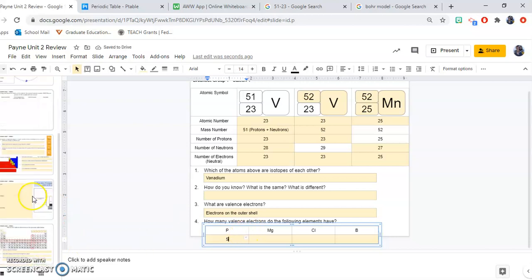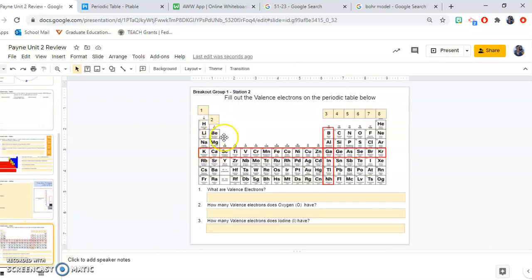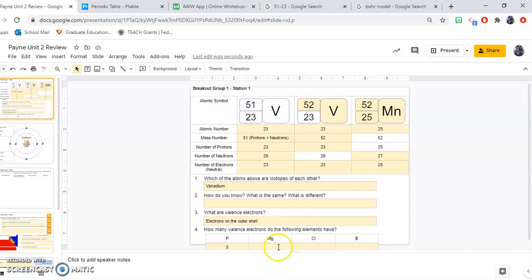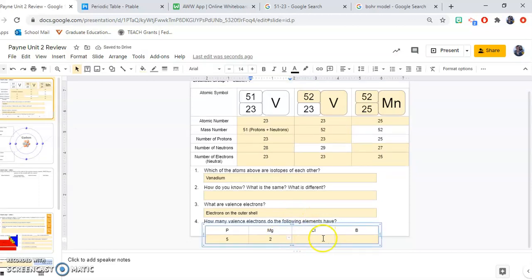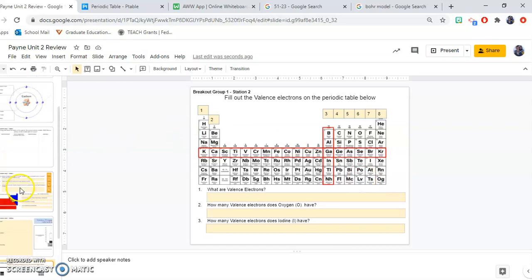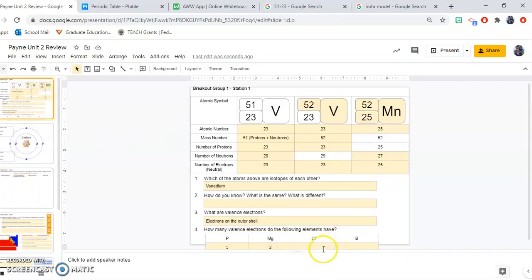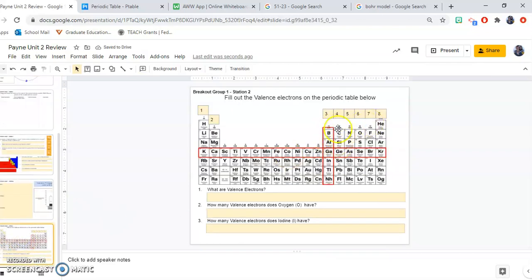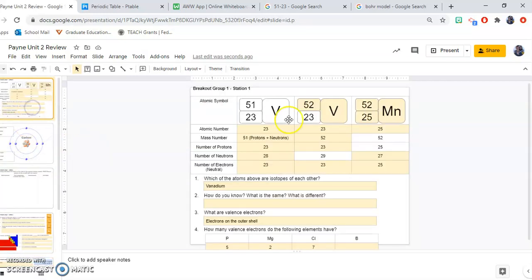Now let's look at Mg. Mg is magnesium. Magnesium falls right over here on the left side. It's one of our metals under beryllium. And beryllium has 2 valence electrons, which means the rest of this family has 2. So right there, 2 valence electrons. Now chlorine, let's go ahead and check that out. Chlorine falls under fluorine, and this family has 7. So we'll write in our answer 7. And then finally we have boron. Boron is right here at the very top of this boron family, and we have 3 valence electrons for that family.